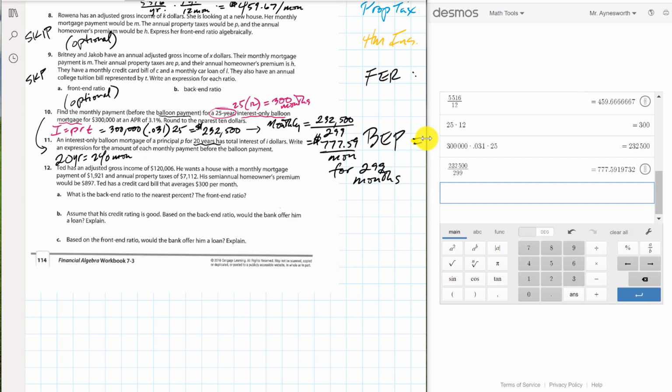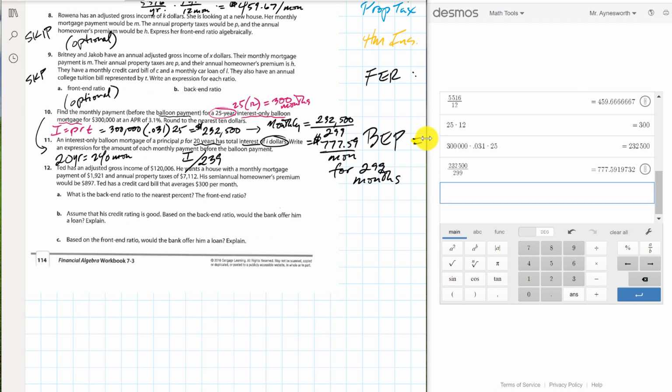It says here, write an algebraic expression for each monthly payment before the balloon payment. So we're going to take the total interest. Like in the previous problem, it was $232,500. Here, it's just I dollars, right? So you take I and divide it by not 240, but by 239, because the last month you pay off the loan.